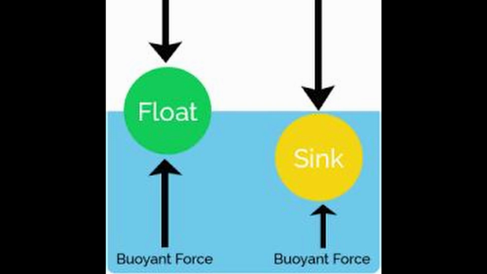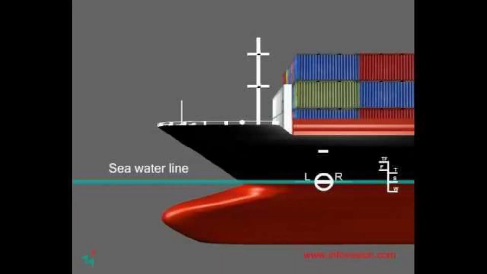Now let's talk about seawater and fresh water. Seawater is denser. Seawater has more density than fresh water or pure water, because seawater has dissolved salts in it. Is that clear to you?